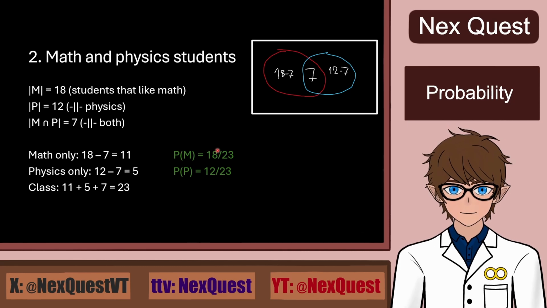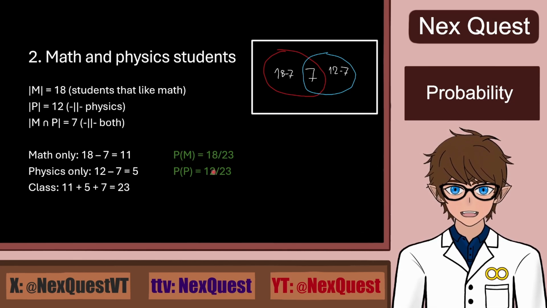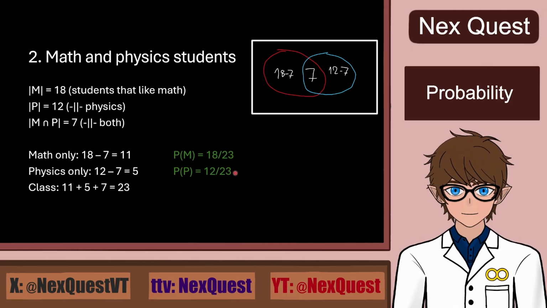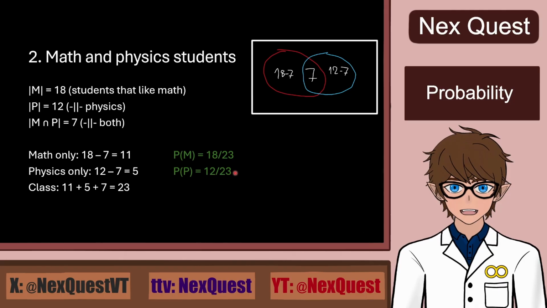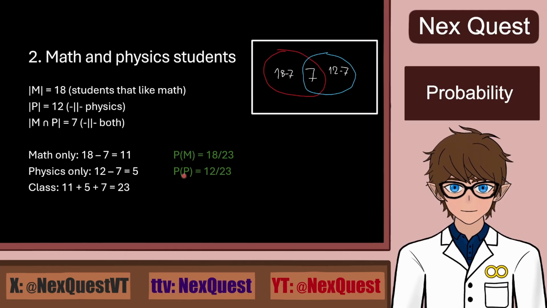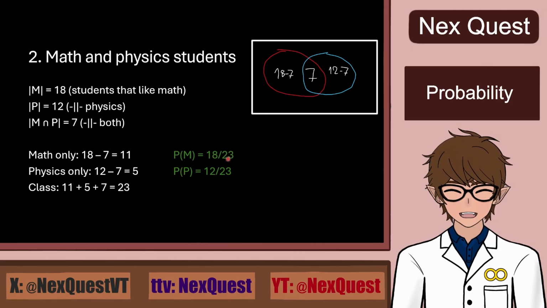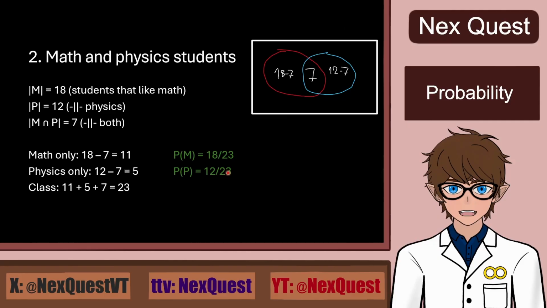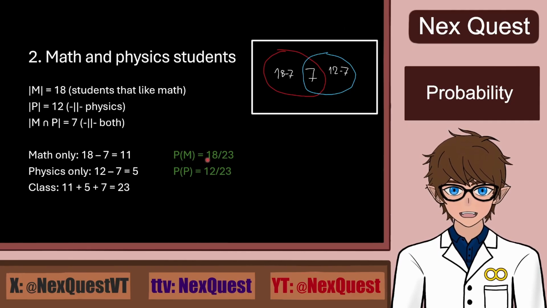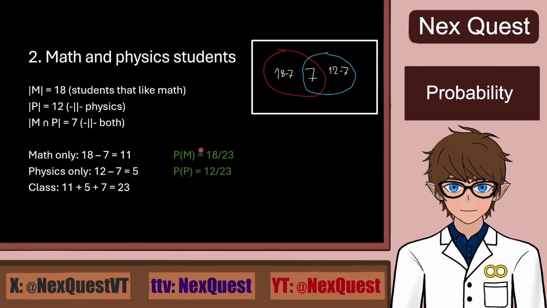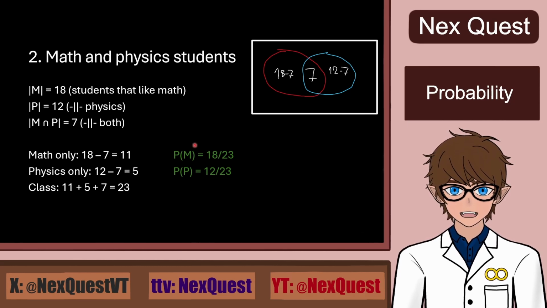Anyway, the probability of a math student is 18 over 23, and the probability of physics students is 12 over 23, which, if I'm not mistaken, I forgot to write down. I think it's like 52% for physics, and for math, what would that be, 75, 77, 78. This one's something over 50, and this one's something over 75%. I'm not exactly sure on the precise numbers for that one. But yeah, this is enough for the result.